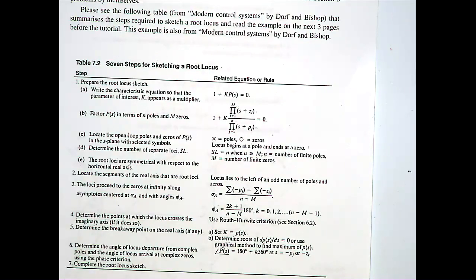And then what you can do is look at the characteristic polynomial. You also look at its derivative with respect to s. Any solution that solves both polynomials would give you breakaway points. So that's one way of doing it. We showed two ways of doing it.